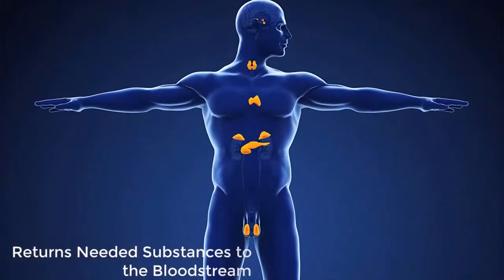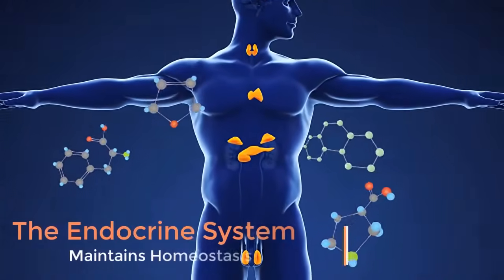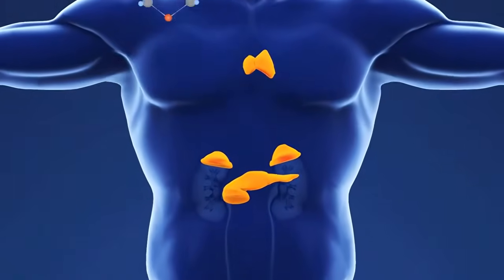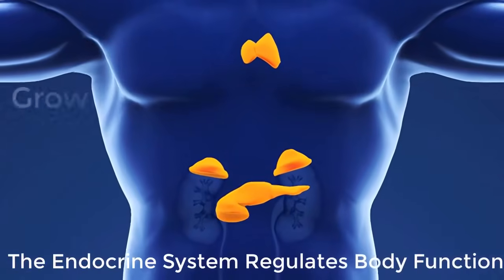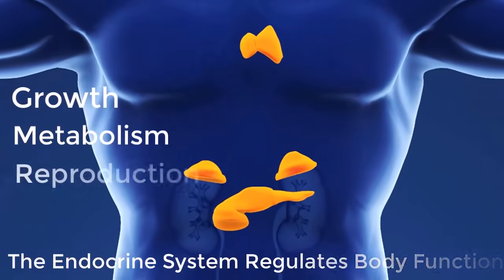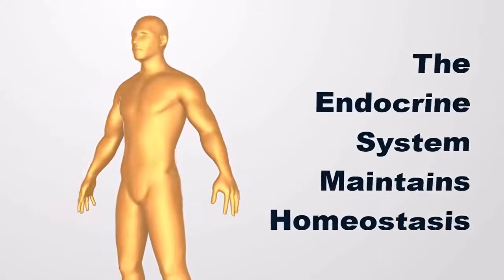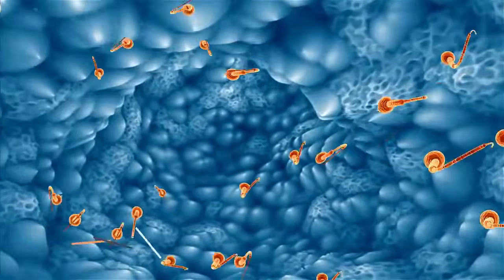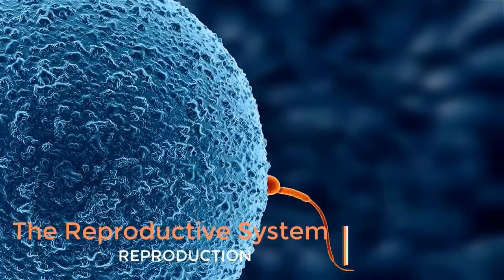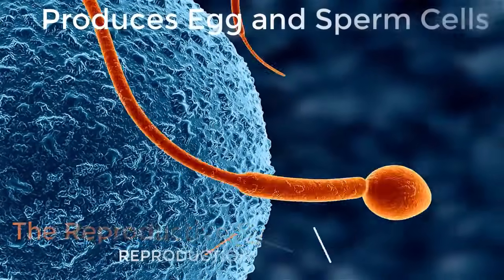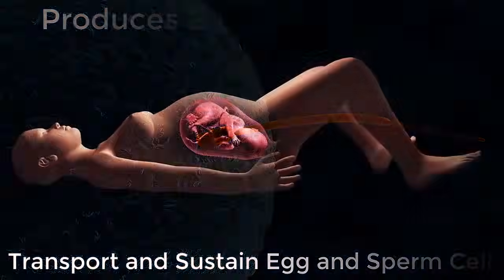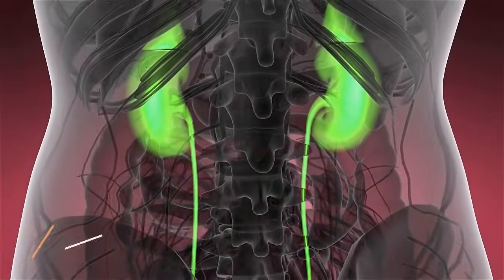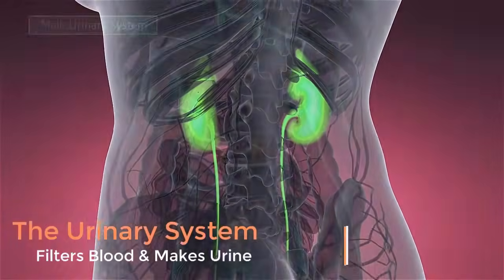The endocrine system influences the functions of the body by using hormones. Glands from the endocrine system secrete hormones that regulate many processes, such as growth, metabolism, and reproduction. The endocrine system works together with the nervous system to maintain homeostasis. The reproductive system allows us to make offspring. It functions to produce, transport, and sustain the gametes, which are egg and sperm cells, and it functions to nurture developing offspring. The urinary system, or renal system, produces, stores, and eliminates urine.